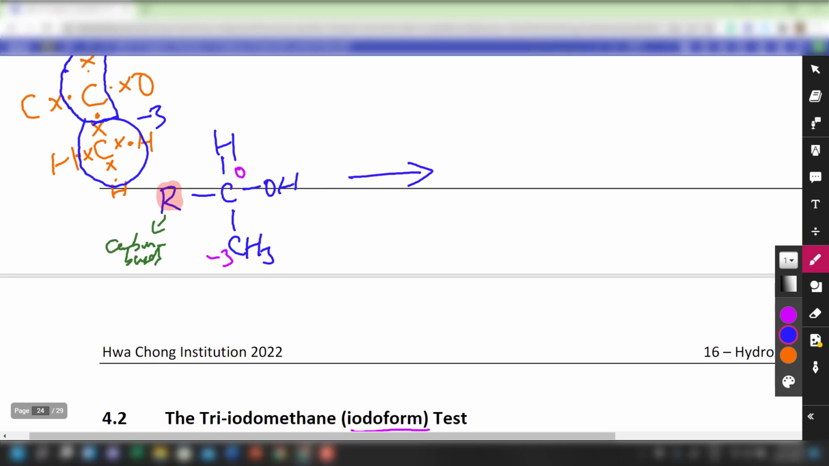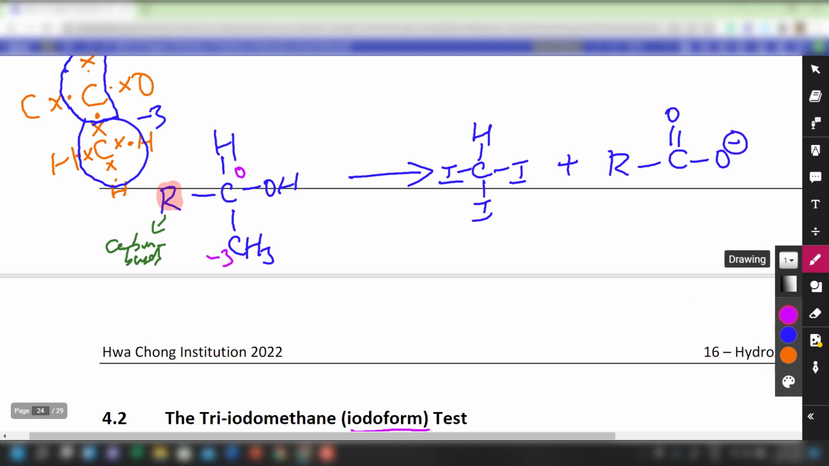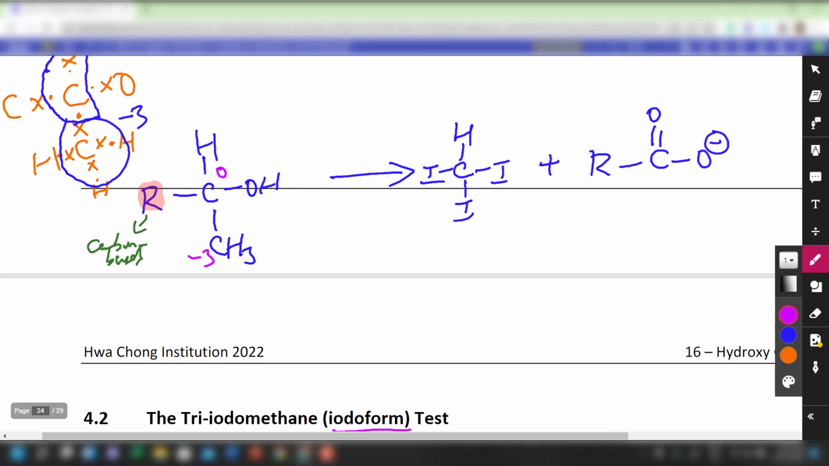The product, remember, is CHI3. So I'm just going to write out CHI3, plus R, because the CHI3 actually comes from the CH3 over here. The other part will become the carboxylate anion. I'm going to write down the oxidation state as well. For this particular carboxylate anion, the carbon is actually +3.